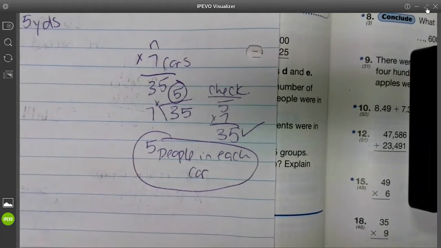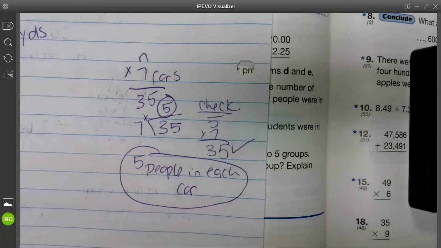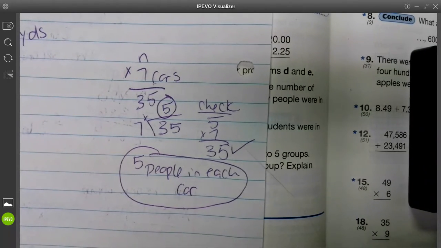All right, so that is your math lesson today. You're doing the odd problems on pages 334 through 336.